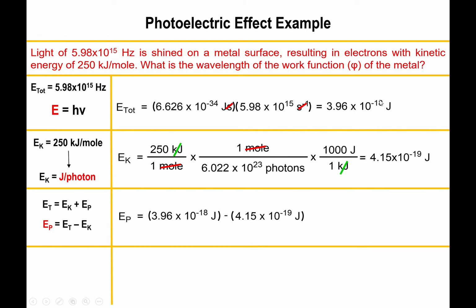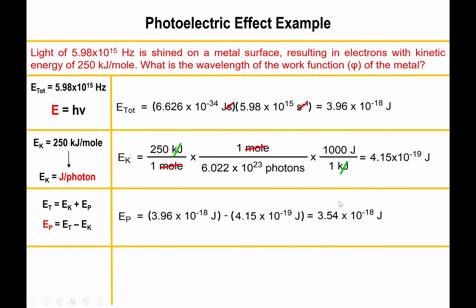Total energy is 3.96 times 10 to the negative 18, so here we have it. Kinetic energy is 4.15 times 10 to the negative 19. There we go. And upon subtracting them, you should find out that this equals 3.54 times 10 to the negative 18 joules. It might not be a bad idea to use parentheses for this operation, but I believe your calculator should be able to handle this calculation without miscommunication.